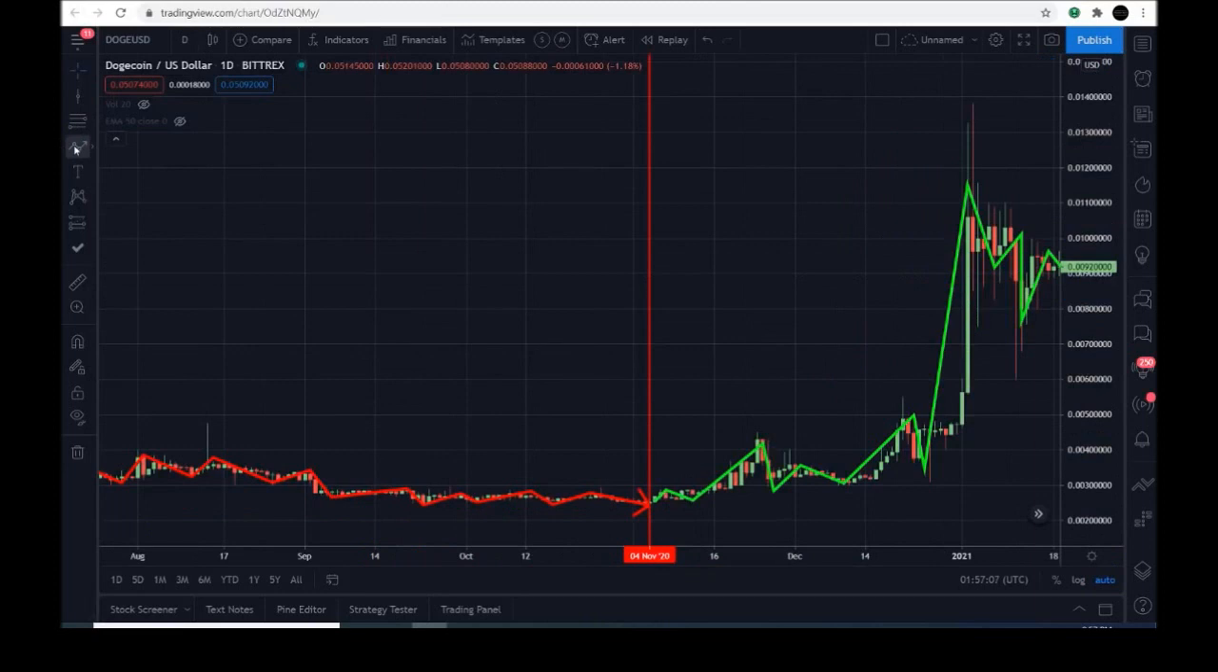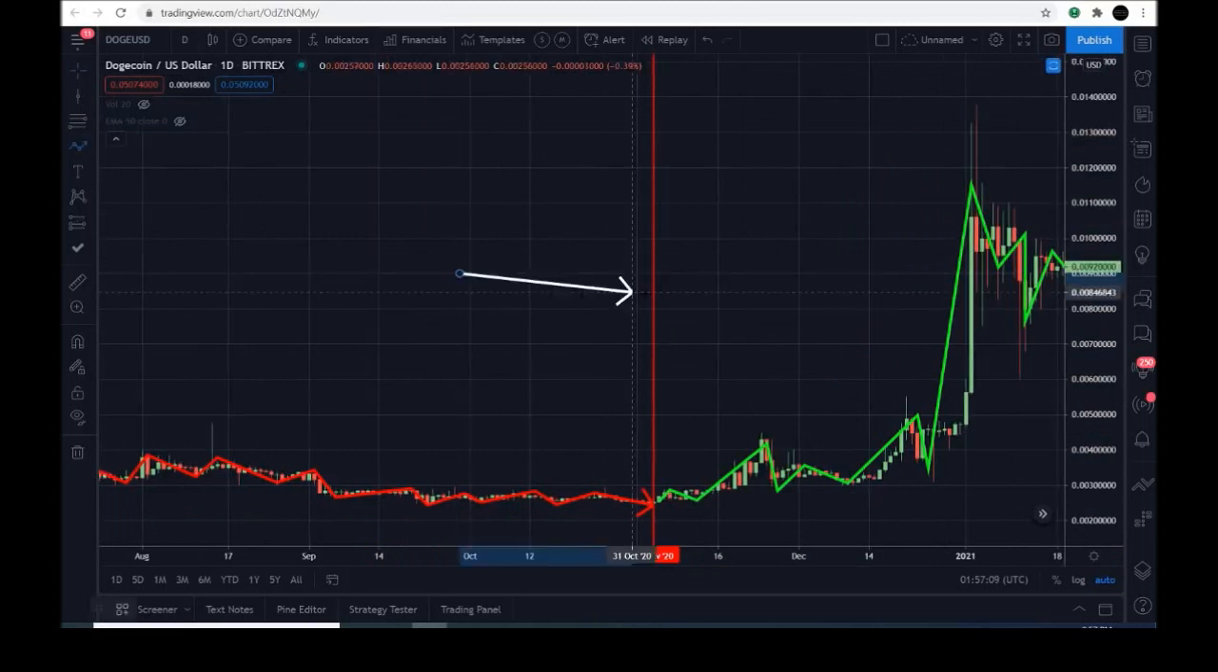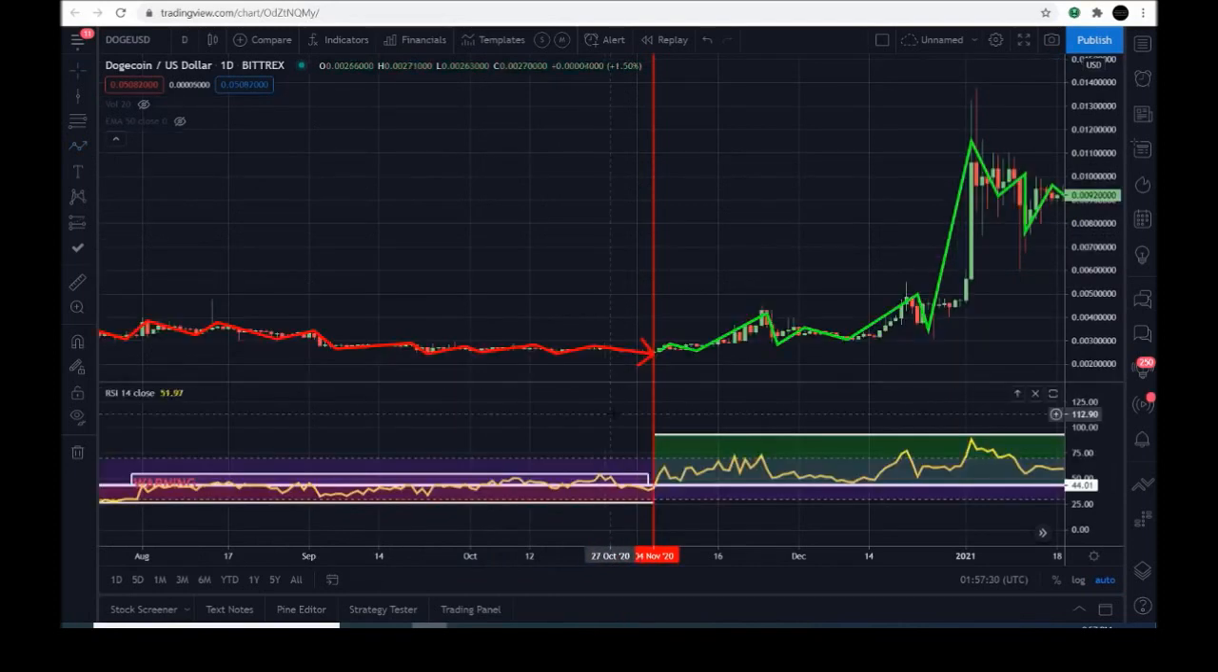Now, the most important line is this vertical line right here. This vertical line separates the uptrend from the downtrend, and this vertical line separates the uptrend from the downtrend from one horizontal level in the RSI. So let's get to the RSI to see where this vertical line separates the two. Okay, so let's get in the RSI.